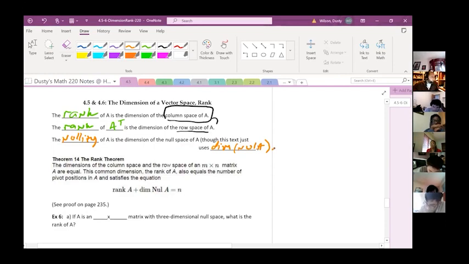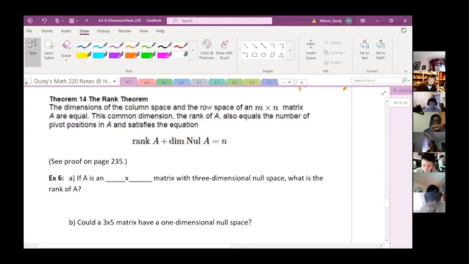Okay. So we now move on to the smelliest theorem of the entire class. This one definitely stinks. This is called the rank theorem. So the dimensions of the column space and the row space of an M by N matrix A are equal. That's fine because we were just counting pivots. This common dimension, the rank of A, also equals the number of pivot positions in A and satisfies the equation, the rank of A plus the dimension of the null space of A equals N.